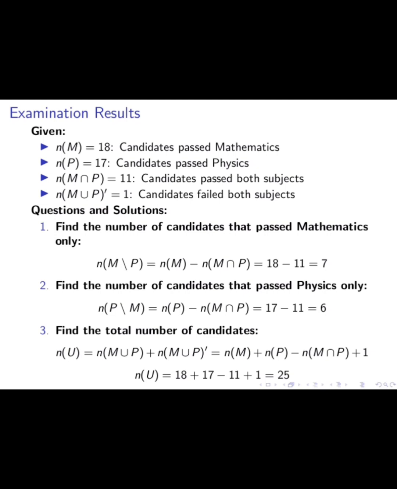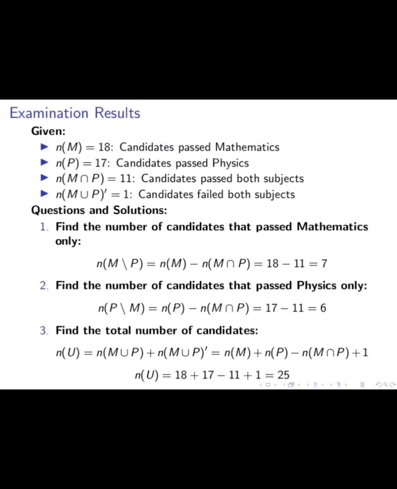The total number of candidates is very simple. That's the universal set. Are you getting me? So the universal set is simply the total number of students that passed mathematics, that passed physics, and those ones that failed the two of them. Right? Then you subtract those ones that passed both. That's how you are going to get the universal set.